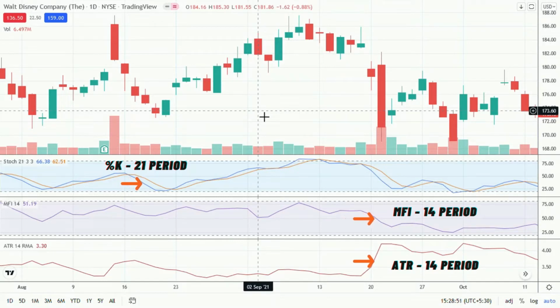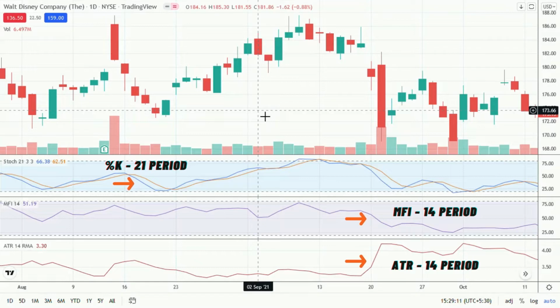Let's look at MFI on the 2nd of September. It was at 51.19. Is that less than the previous day's value? Yes, the previous day on the 1st of September, MFI closed at 66.84. So again, condition 2 is met.